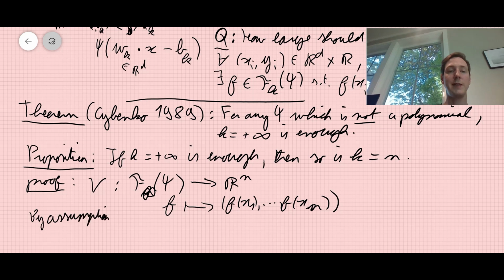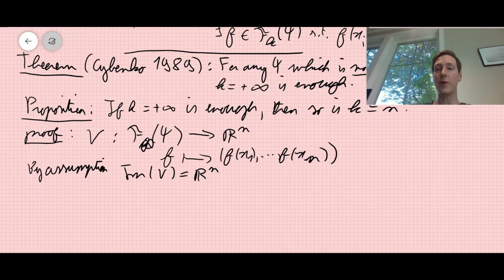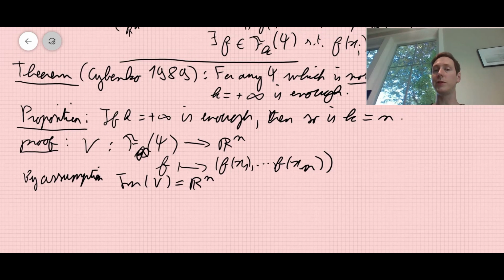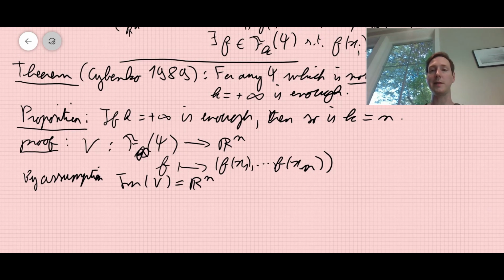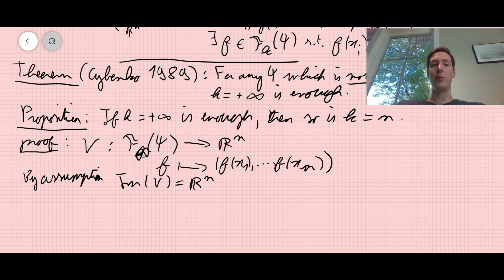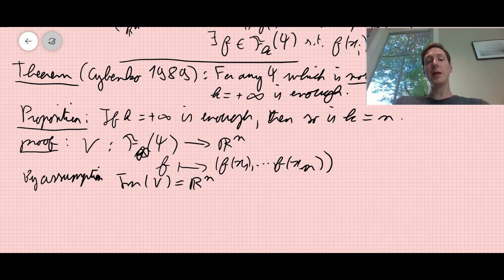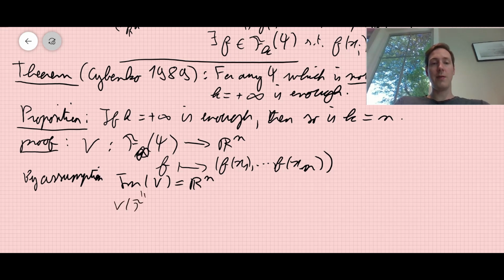So by assumption, we know that the image of V is all of R^n. Okay, because the assumption of our theorem is that k equals infinity is enough. And for instance, by Cybenko, we know that this is true as soon as psi is not a polynomial. But what is V really? What is the image of V? Well, the image of V by definition is V of F infinity of psi. Right? That's the definition of the image of V. But what is F infinity of psi?